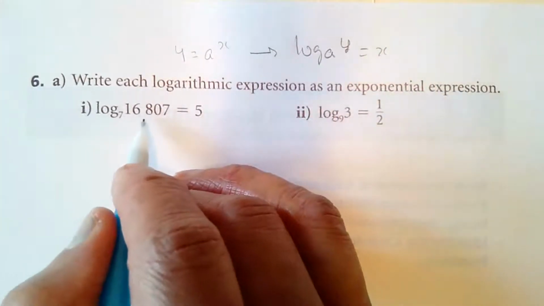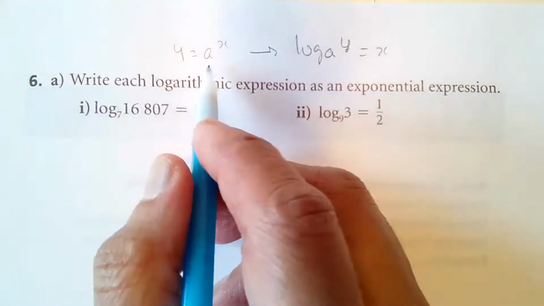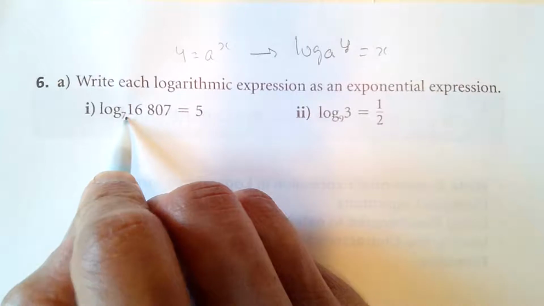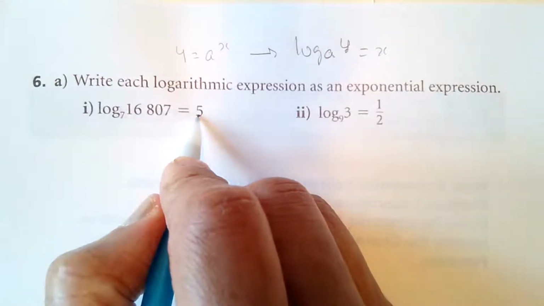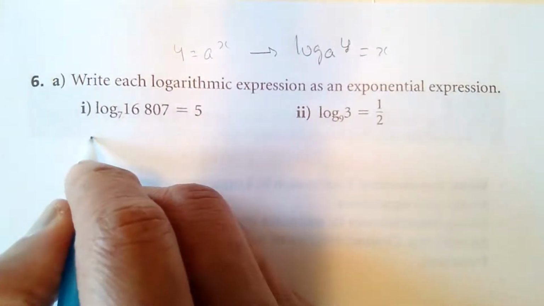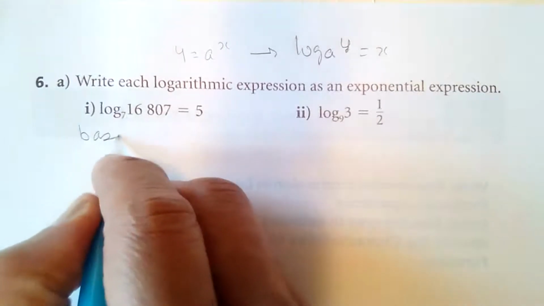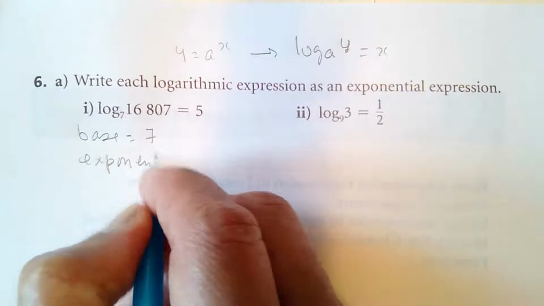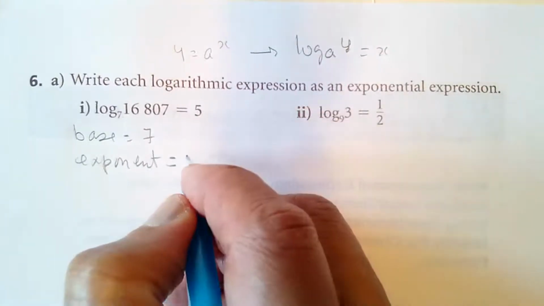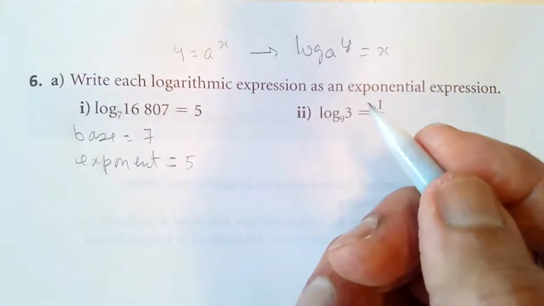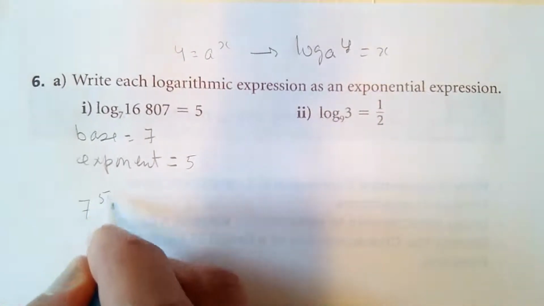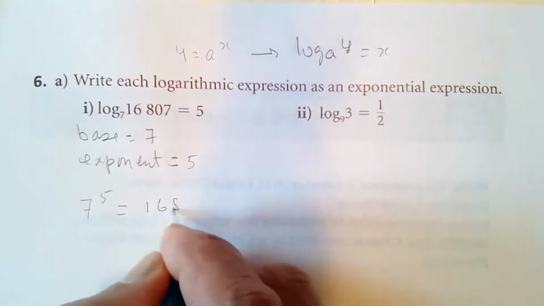So now we want to change this into an exponential. So now this is our base. This is our exponent. So the base is equal to 7. Exponent is equal to 5. So it becomes 7 to the power of 5 is equal to 16,807.